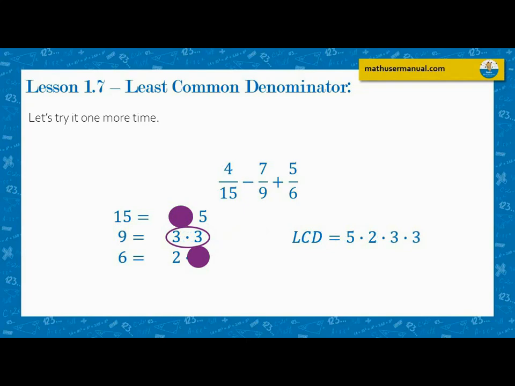That's it. We took all of them. The 5 and the 2 because they had no repetition, and the 3, 2 3's, because we had the most 3's in the middle with 2 of them. After that is a multiplication. 5 times 2 times 3 times 3. We get that the least common denominator is 90.